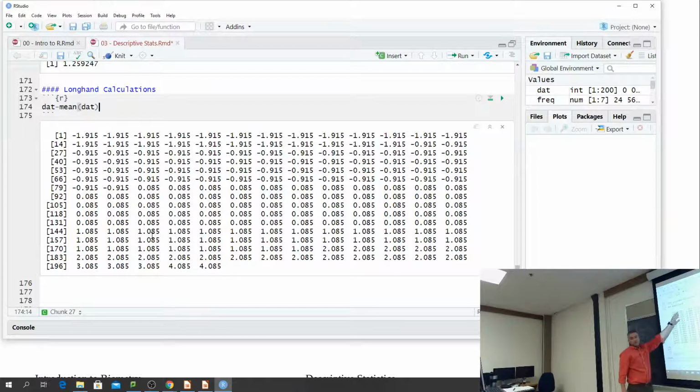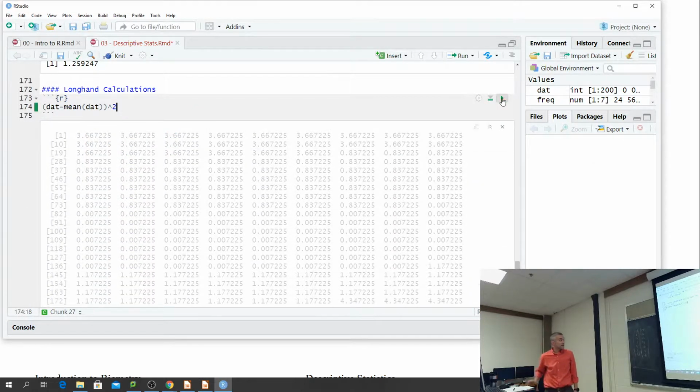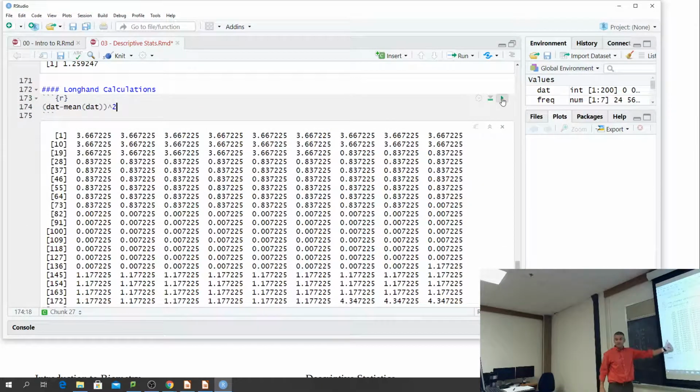This looks familiar, right? Minus 1.915. We calculated it in the frequency table. That's our x minus the average, right? The 0.085, that's in our frequency table, right? We've seen all of that, all right? But that's only part of it. That's our deviate, right? We need our squared deviate. So, I put this in parentheses, square it, and run it, and now you're going to see the squared values that we calculated. And again, we're going to get 200 values because when we work with the vectors, it goes row by row.